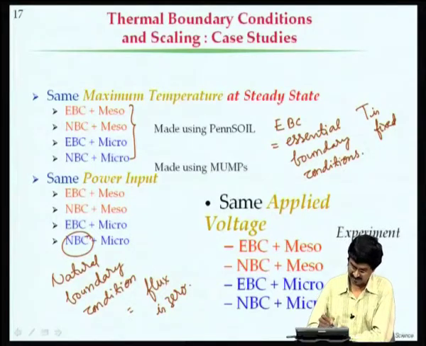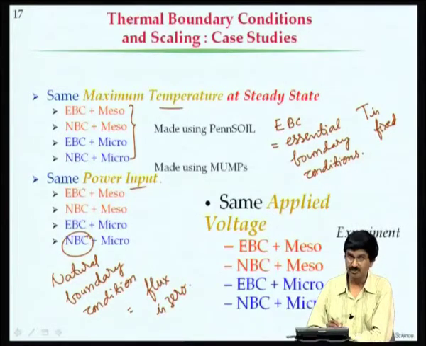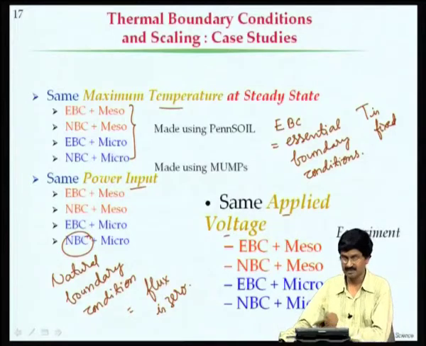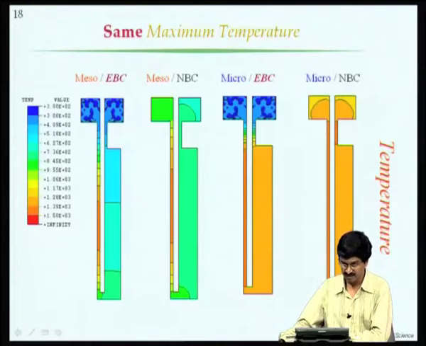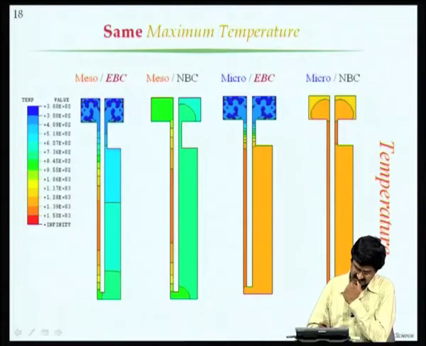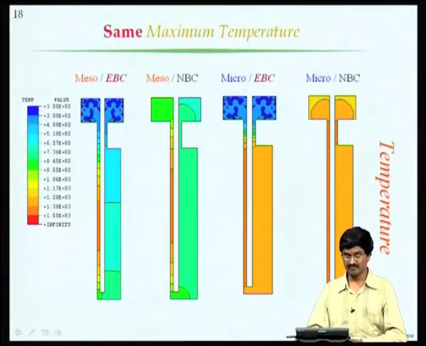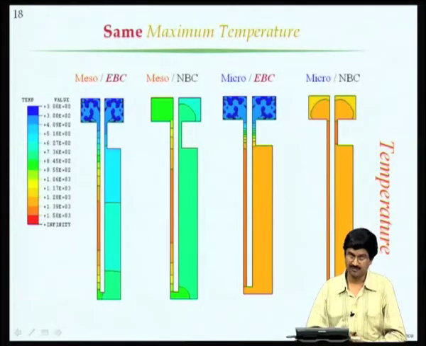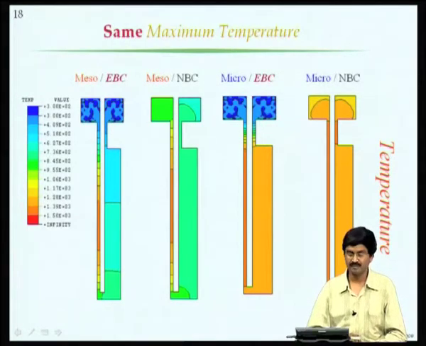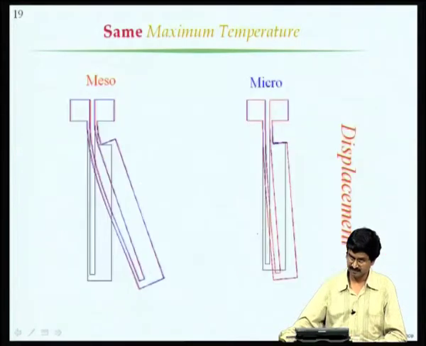If we try various things and compare the maximum temperature, power input to the structure and applied voltage, if you take some parameters and fix them and compare, we will find that in each case the temperature distribution is going to be very different, each of them behaves differently, and one can have a lot of design freedom in coming up with structures such as these.